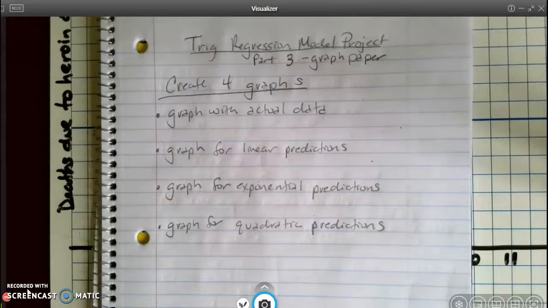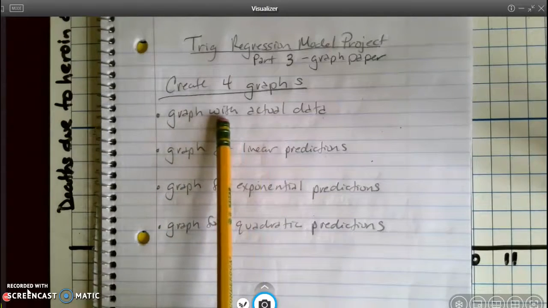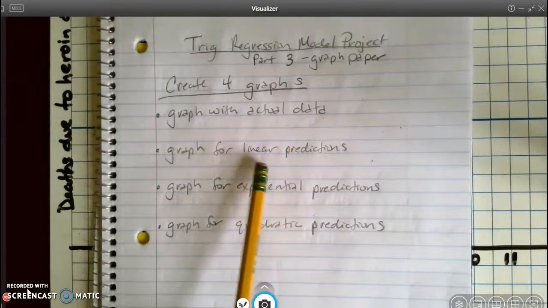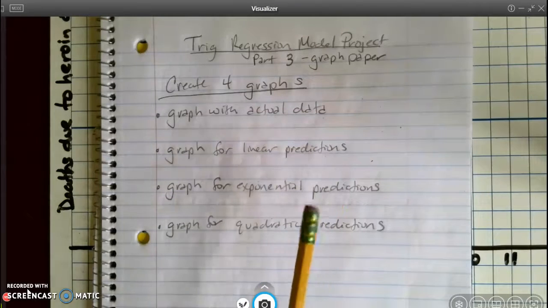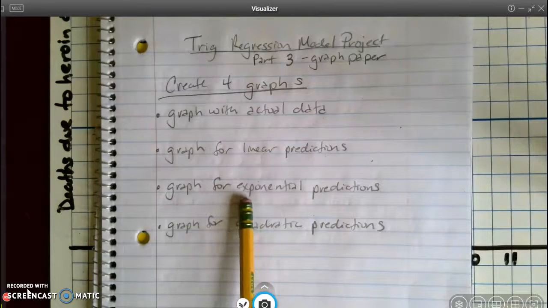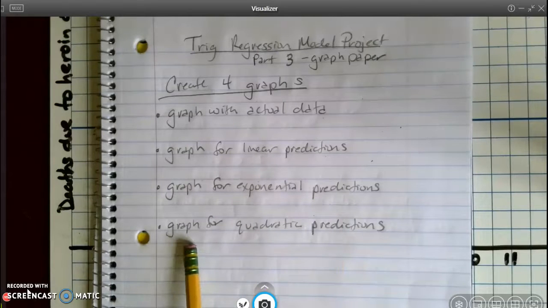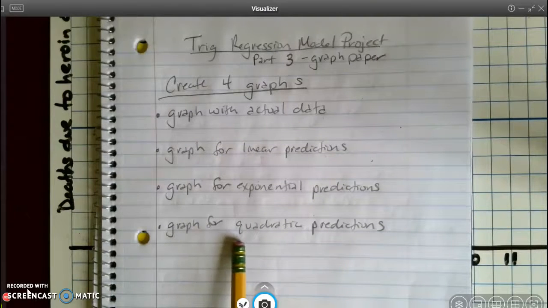All right, and this part 3, you're going to create 4 graphs. Your first graph is going to be your graph with the actual data. Your second graph is going to be your graph for your linear predictions. Your third graph is going to be your graph for your exponential predictions. And your last graph is going to be your graph for your quadratic predictions.